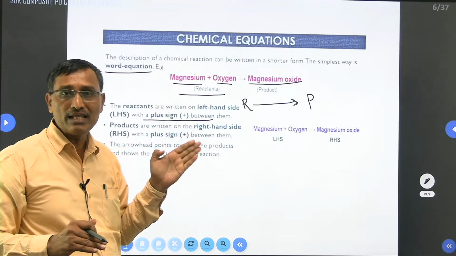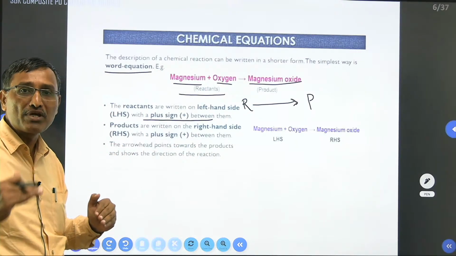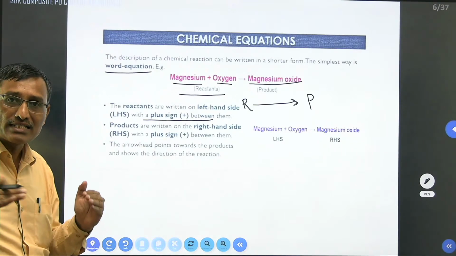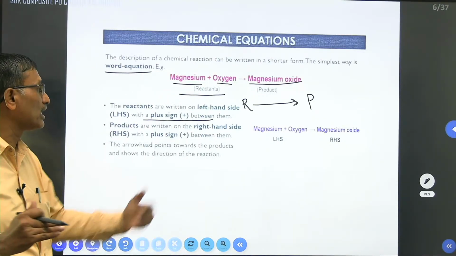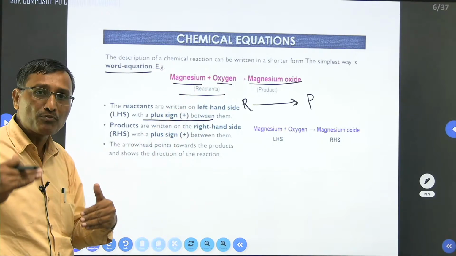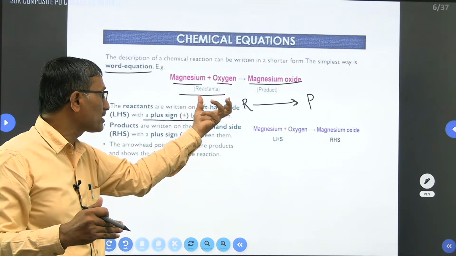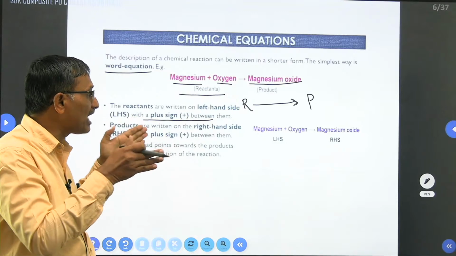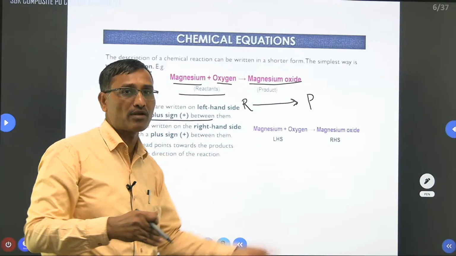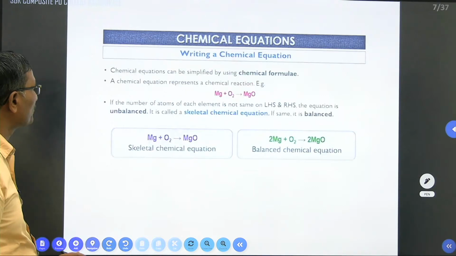Therefore, all the reactants are to be written on the left hand side. The products which are formed in that chemical reaction are to be written on the right hand side. If more than one reactant is there, these are separated by inserting a plus sign between them. If more than one product is formed, that is also separated by a plus sign between them. And between the reactant and product, the arrowhead always points towards the product formation side. So this is the way of writing a chemical equation.